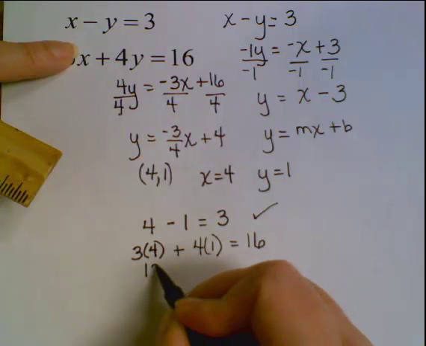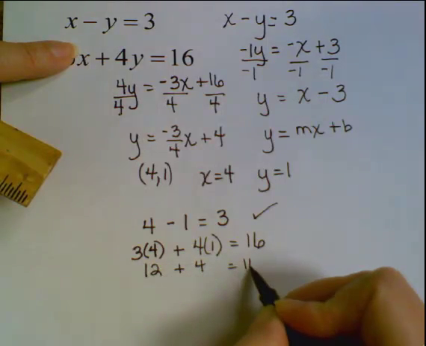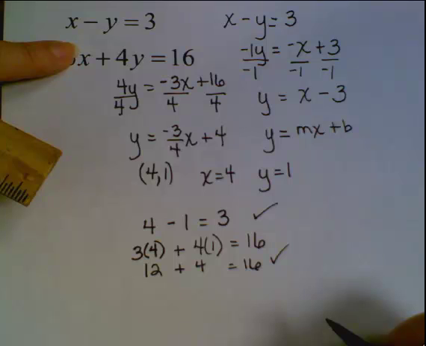There's no negatives or anything. I've got 3 4s are 12. 4 times 1 is 4. And 12 plus 4 is 16. And so I've even checked it and know that it's right by checking it out by hand.